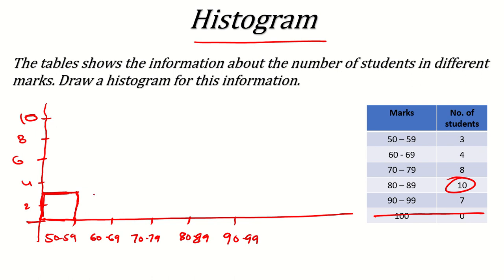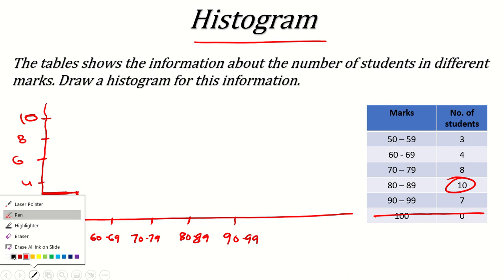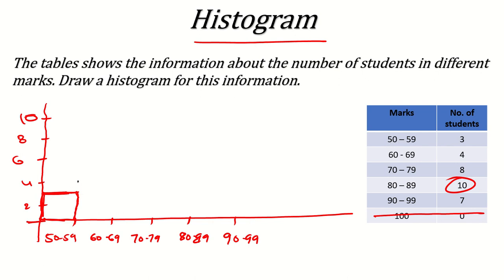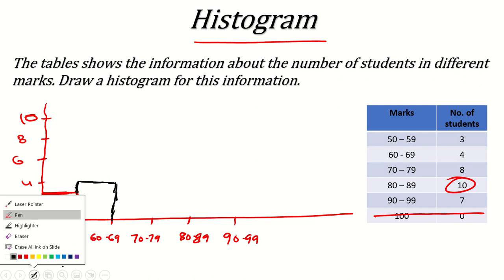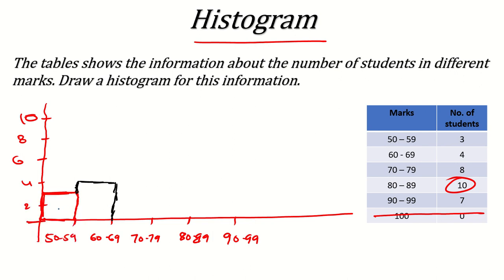60 to 69 is 4. So where is 4? I will change the color so that you can understand it better. Now 4 is here. So it comes a little up to 4 and then goes like this and comes down like this. Okay, so this is for 4. Now next, again change the color. 70 to 79 is 8. So going up to 8. Then coming like this and going down for the box like this. So this is 8. You can see the top line should be in front of the number written here.